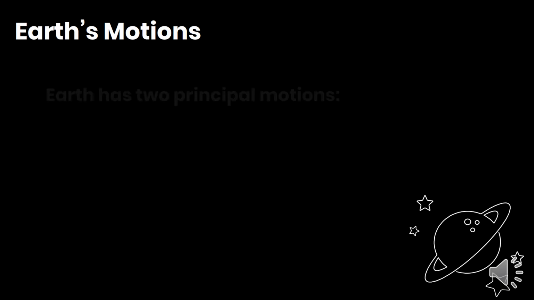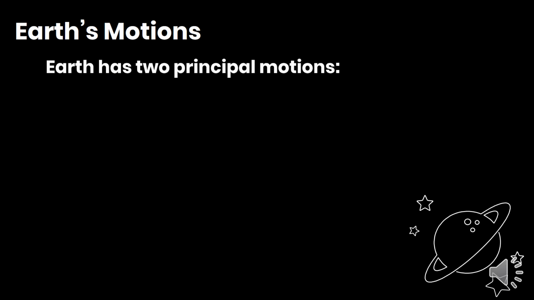Earth's motion. Earth has two principal motions. The Earth's rotation axis is tilted relative to the plane of its orbit around the Sun. The Earth revolves around the Sun in 1 year, and it's called revolution. So mainly, Earth's motion is the rotation and revolution.